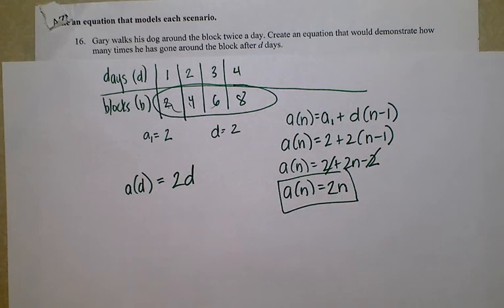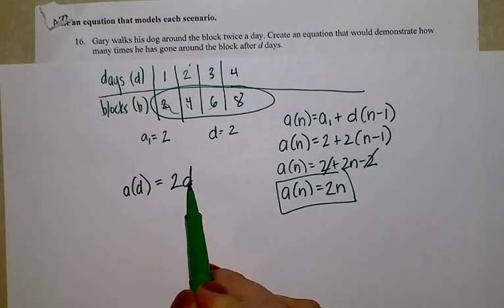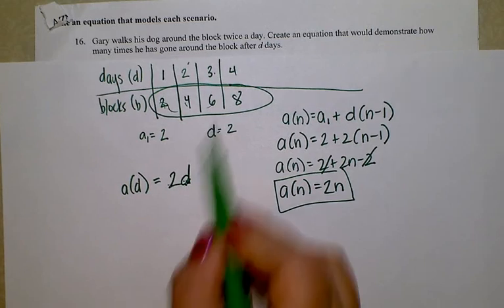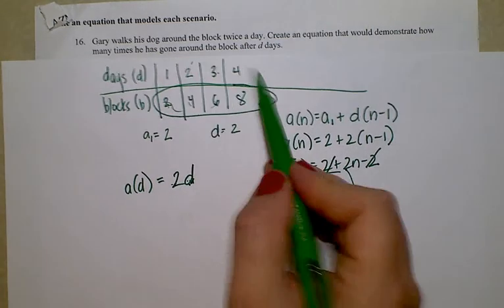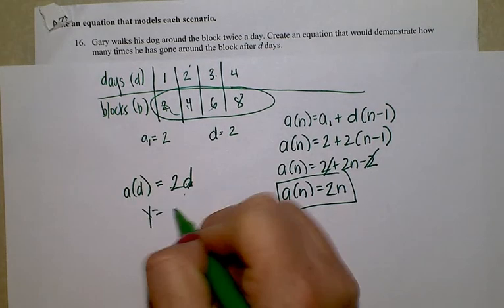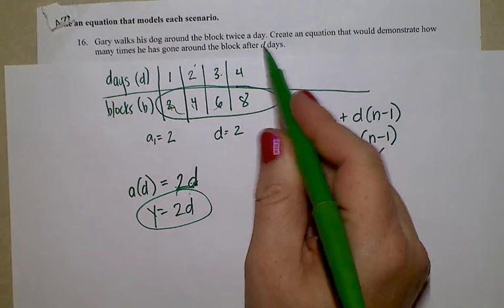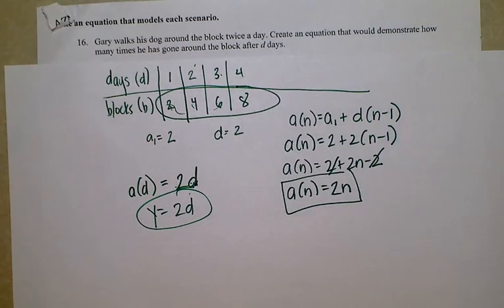So if I plug in 1 on day 1, I've done 2. Good. On day 2, I plug in day 2, 2 times 2 is 4. Day 3, 2 times 3, I've completed 6 so far in total. Day 4, I've completed 8 and so on. Does that make sense to you? Okay? So here's our answer. Now, could you have a y equals 2d? Absolutely. It just specifically says, hey, use d for days instead of an n or an x.